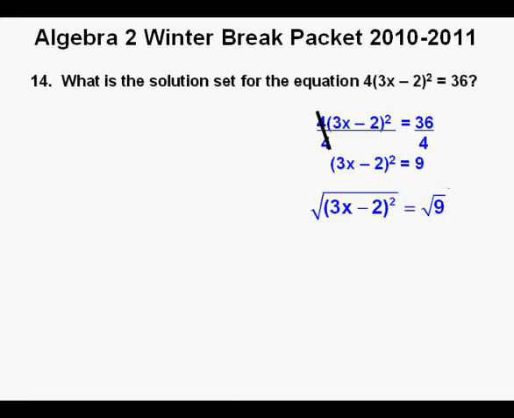Problem 14. What is the solution set for the equation 4 times quantity 3x minus 2 squared equals 36? We could solve this by graphing, completing the square, or by the quadratic formula, or maybe even by factoring. Let's divide both sides of the equation by 4. 4 over 4 cancel on the left side. We now have quantity 3x minus 2 squared equals 9. Now we can take the square root of both sides of the equation. And now I'll leave it to the viewer to follow through and complete the problem.